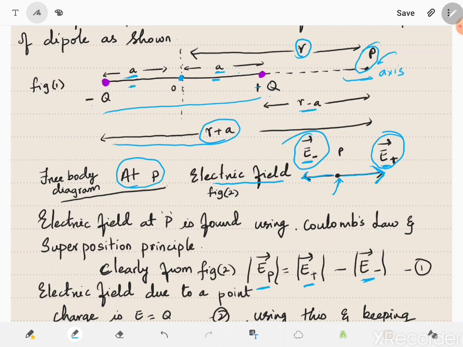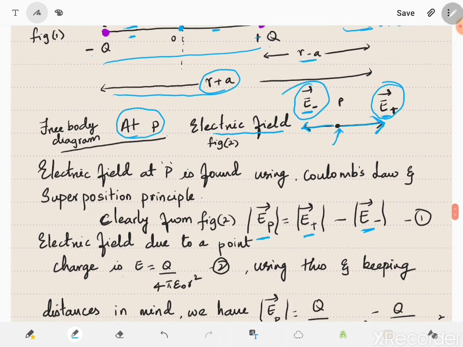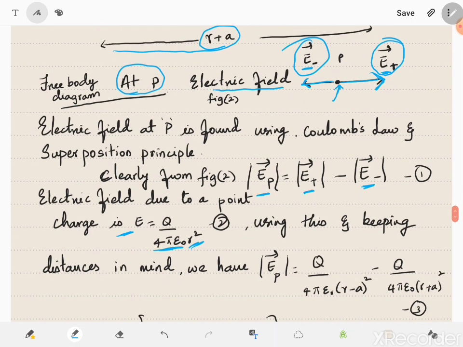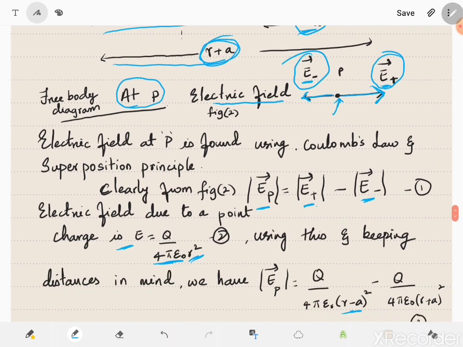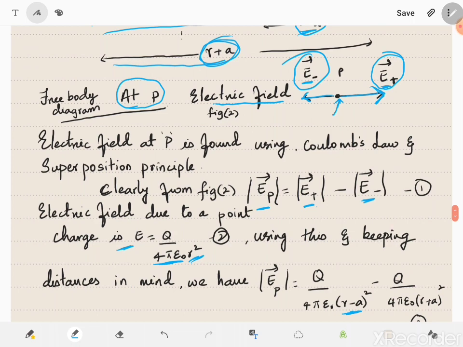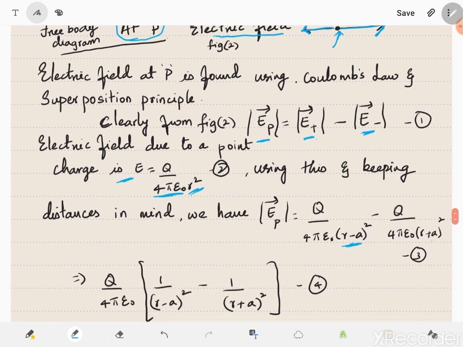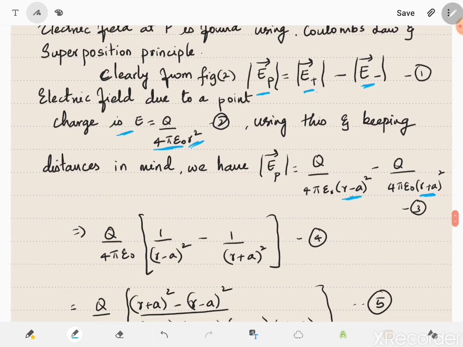As we have already looked into the expression of electric field due to an isolated point charge, it is given by Q by 4 pi epsilon naught r square, where r is the distance. Using this expression and keeping distances in mind, from equation 1, we are going to substitute for E plus and E minus. Distance here for the positive charge has already been marked as R minus A, and for the negative charge, it is going to be R plus A. Therefore, we have Q by 4 pi epsilon naught R minus A the whole square and Q by 4 pi epsilon naught R plus A the whole square.